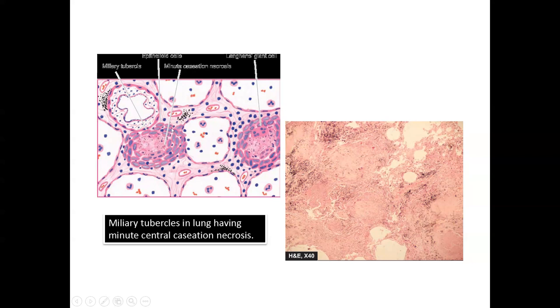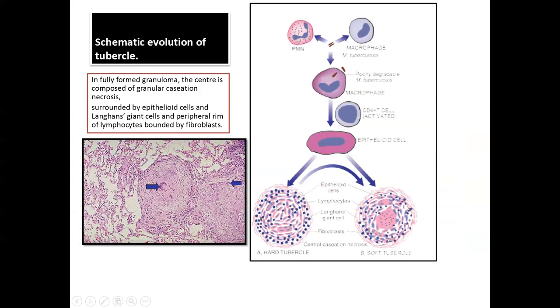Also, we see epithelioid cells and giant Langhans cells. Here you see multiple tuberculomas with central necrosis and some giant cells. Even not on the high magnification could be diagnosed. So what happens next with tubercle? What is the evolution?